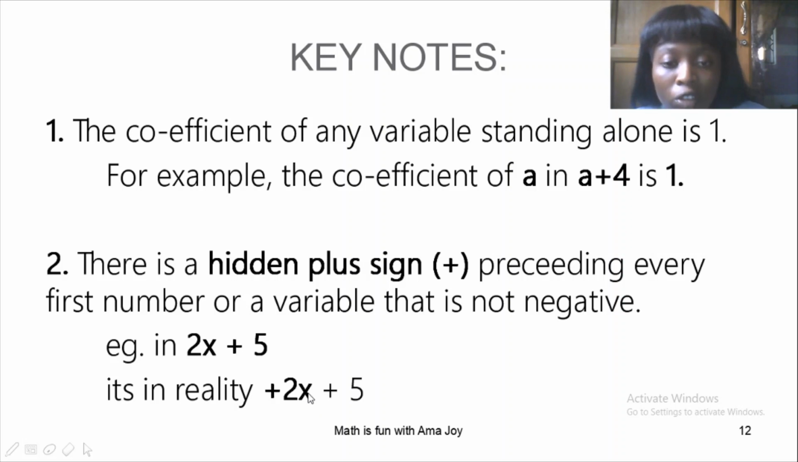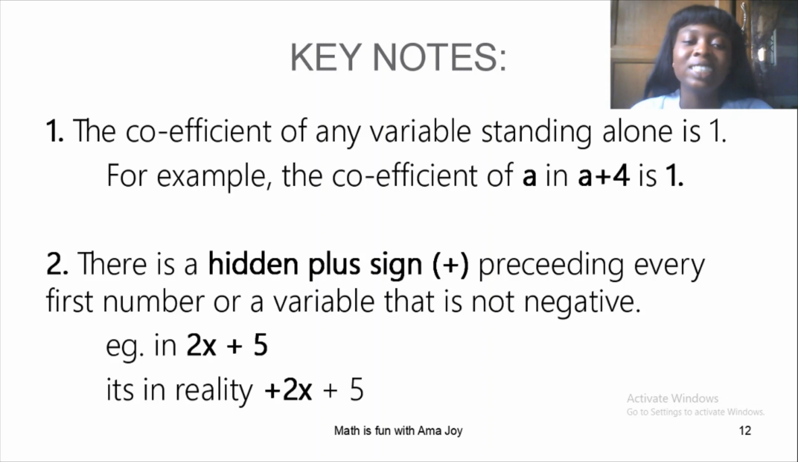We'll be delving deeper into this in the next lesson. So plus 2x plus 5. But in the question you will not be given plus 2x plus 5. It won't be shown. You should just know that if we have something like this, the sign preceding it is a plus, unless otherwise stated. If the question comes as minus 2x plus 5, the sign preceding it is minus. But if it comes without a sign, then the sign preceding it is a plus.